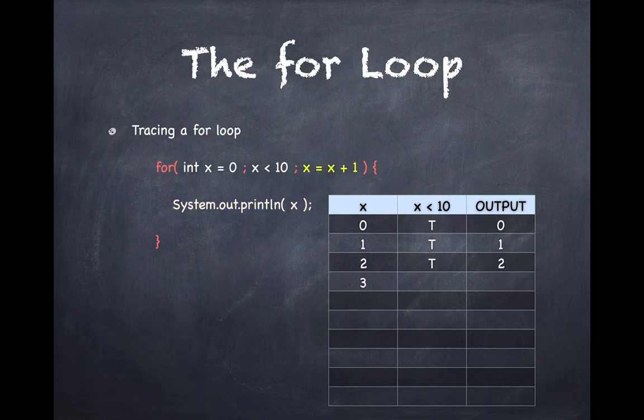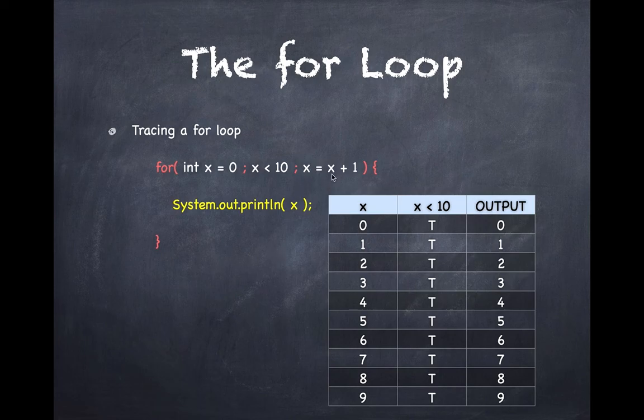Go here again. Still true. Print it out. Increase again. Still true. Print it out. Increase. True. Print it out. We keep repeating this until we get to 9. Increase it. Still true. 9 is less than 10. And so we're going to go ahead and print this out again. So now we've printed out all 0 through 9.